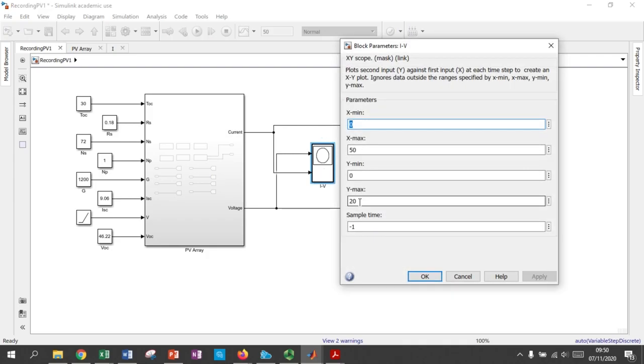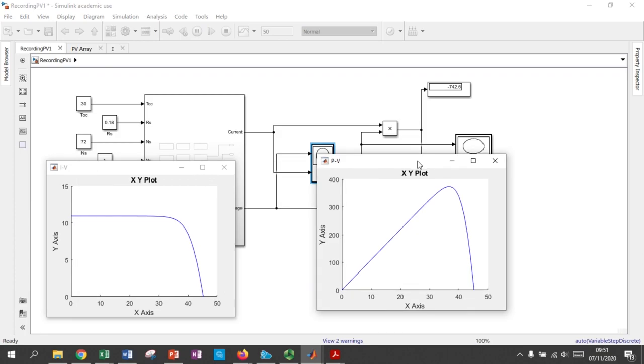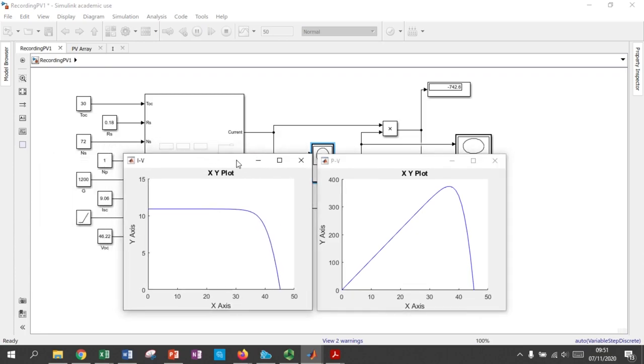In the Y, it's about 15 for the current. For the current, it's a 15. Yes, it's a 15. Now, if you are looking, it's about 11 ampere, and this is the VOC that we can find here, the VOC open circuit voltage, and this is here.